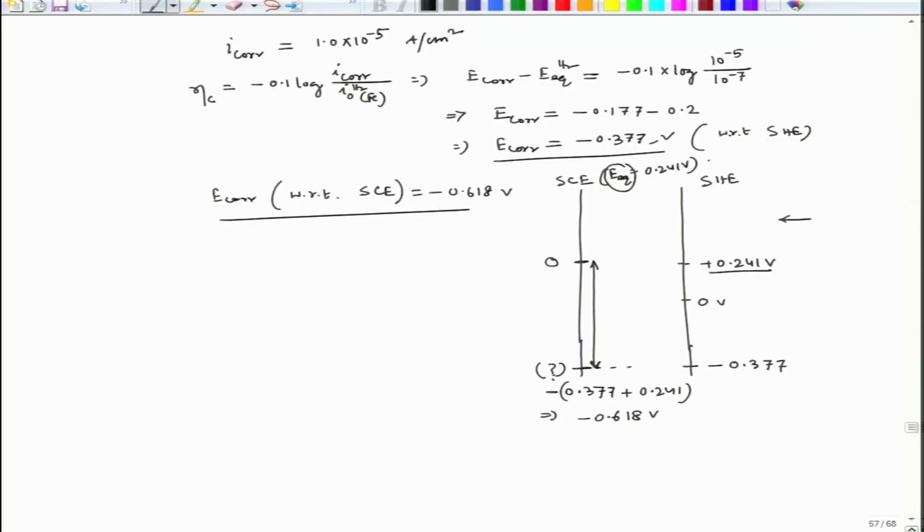Okay, so this is the problem I wanted to solve. Now this is actually taken from a book. Similar types of problems are there in another book, An Introduction to Metallic Corrosion and Its Prevention by Raj Narayan. In that book some problems are there.